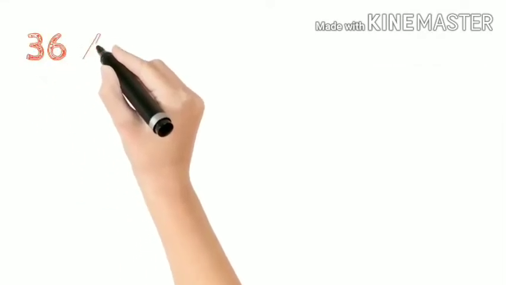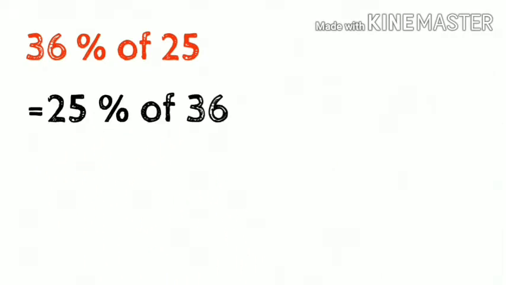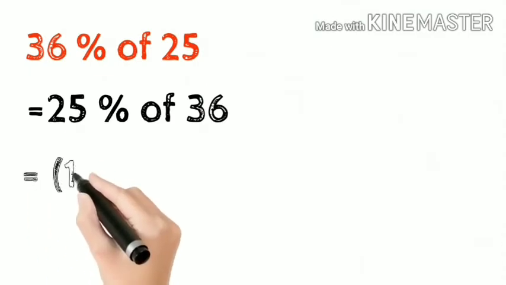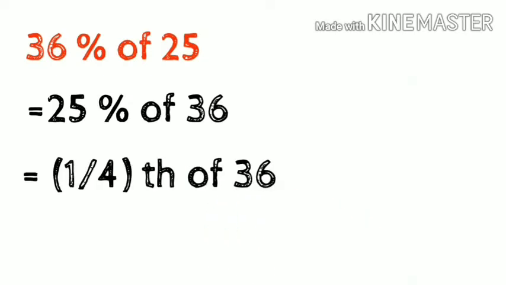Let's see another one. What is 36% of 25? So we can write it as 25% of 36. As we know, 50% is half of the number, so 25% will be half of half, that is 1/4 of the number. So in this case it will be 1/4 of 36, which gives us 9.